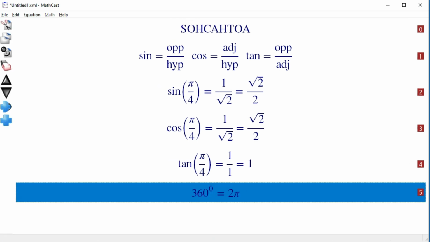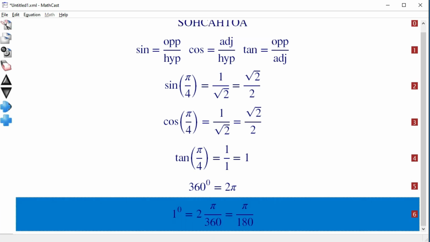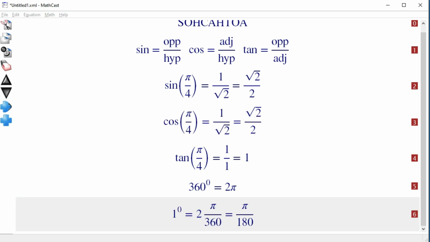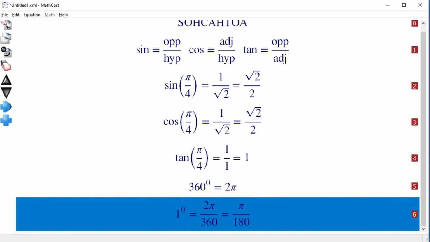Control C, Control V, so 1 degree is 2 pi divided by 360, which is pi divided by 180. Oh, and I've just seen that we need to have brackets there. That's better. 1 degree is that.